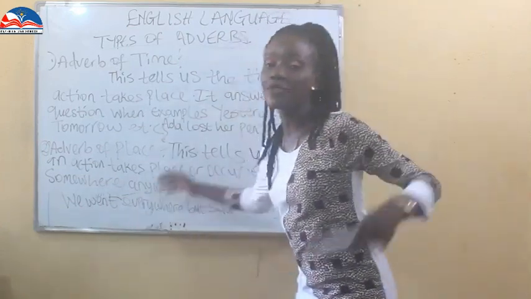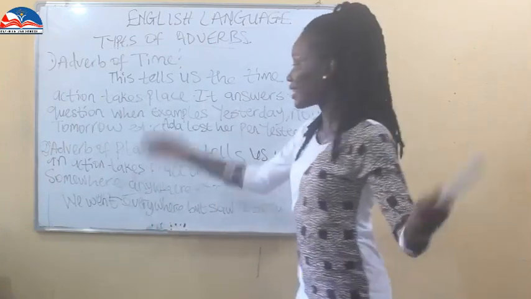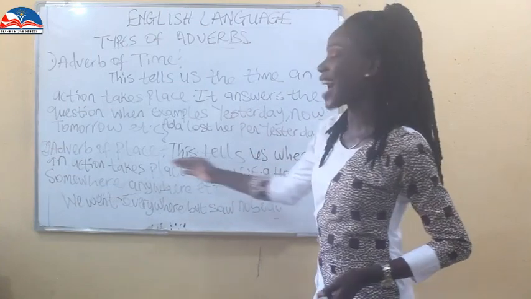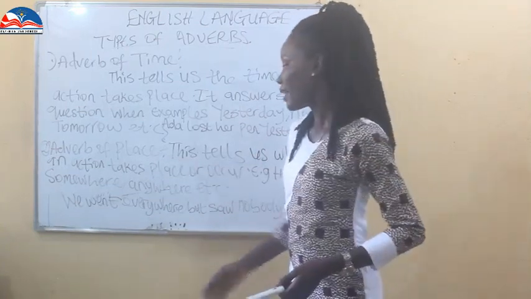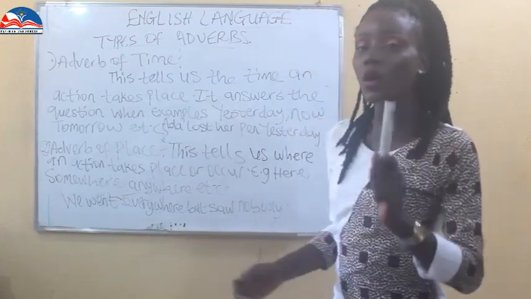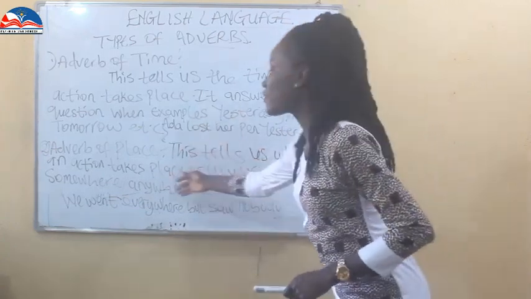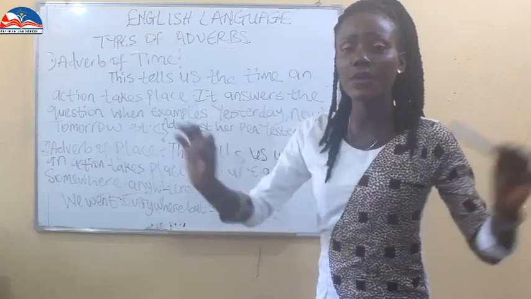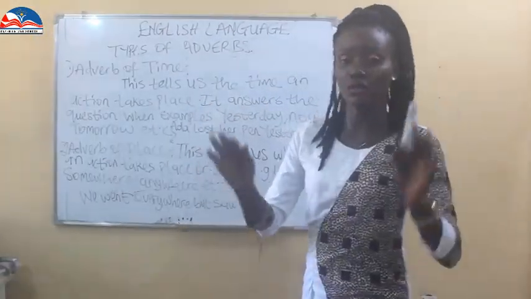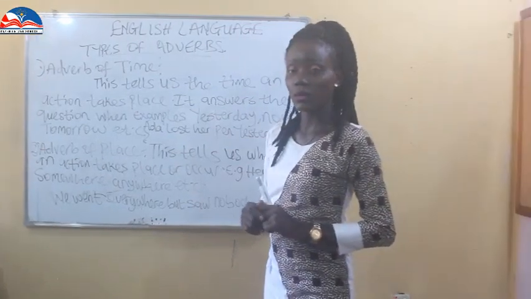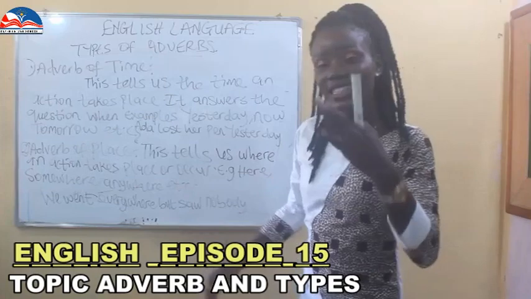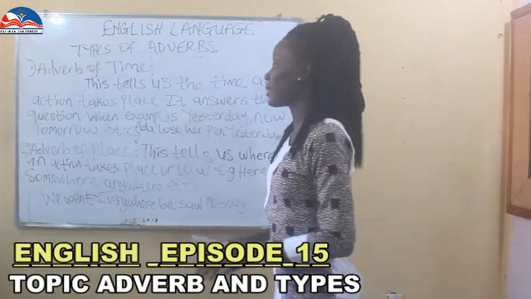Adverb of place, everywhere. Where did they go to? Everywhere. It tells us where an action takes place. They went everywhere but saw nobody. So we have the adverb of place to be everywhere because it tells us the place an action took place.